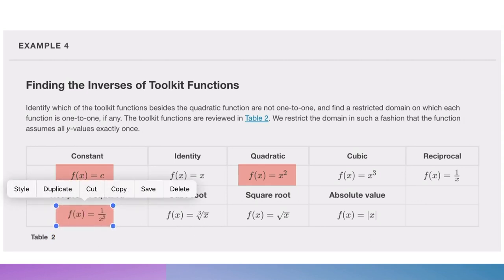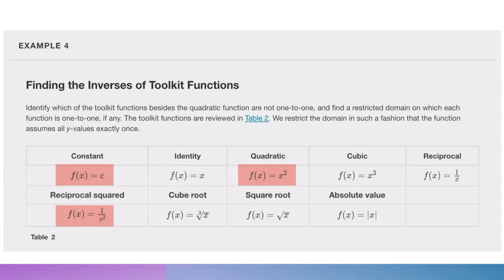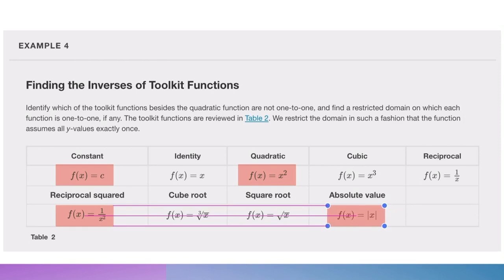So that one should fail, I think it'll fail the horizontal line test if my memory serves me correctly. Cube root is like an elongated sideways S. I think that one passes the horizontal. Square root passes the horizontal line test. Absolute value fails. All right. So in addition to quadratic, we've got 3 additional functions that should fail the horizontal.